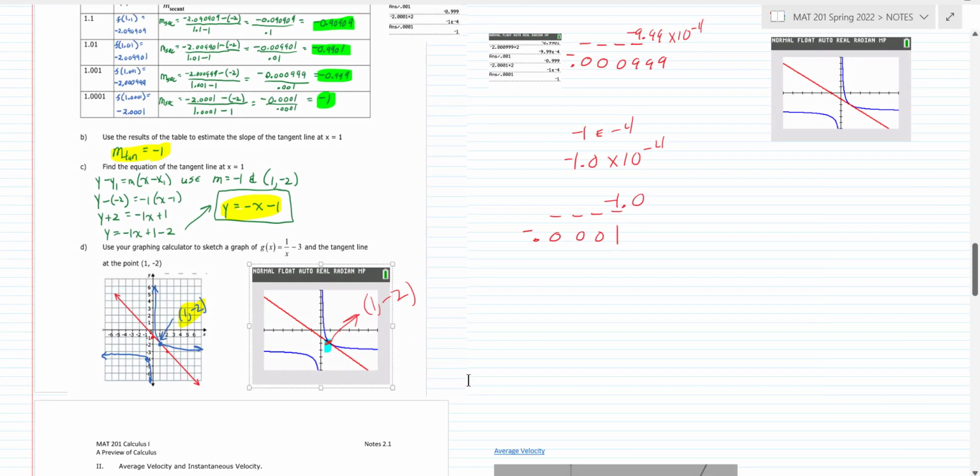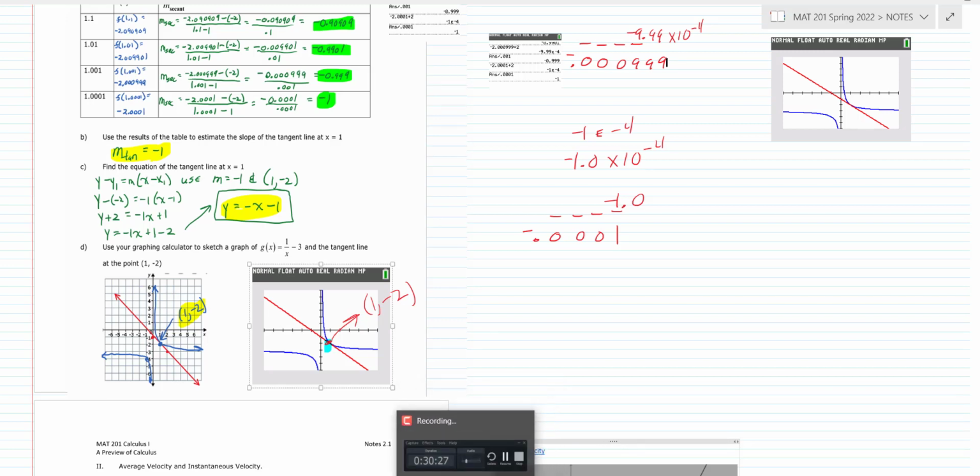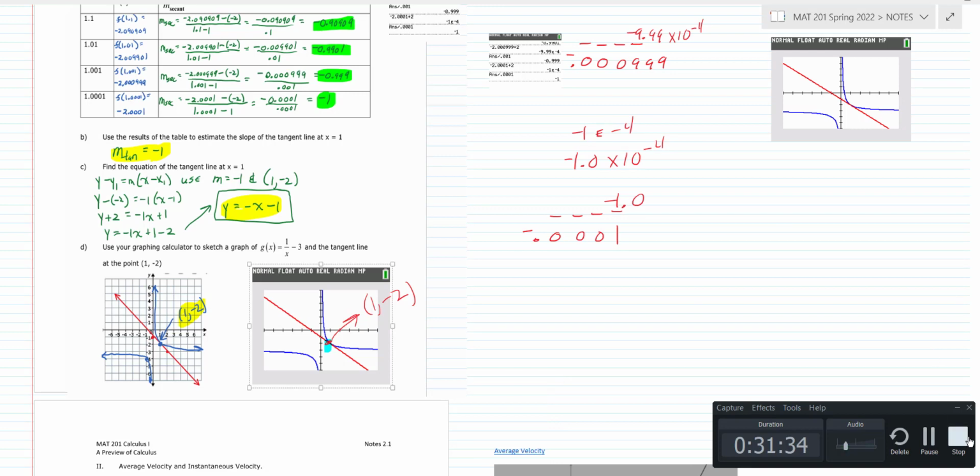Okay, so that's the end of this video. There will be another video posted for the second part of this when we talk about average velocity and instantaneous velocity. Hope that helps to get everybody on track with this first part of this section. All right, good luck.